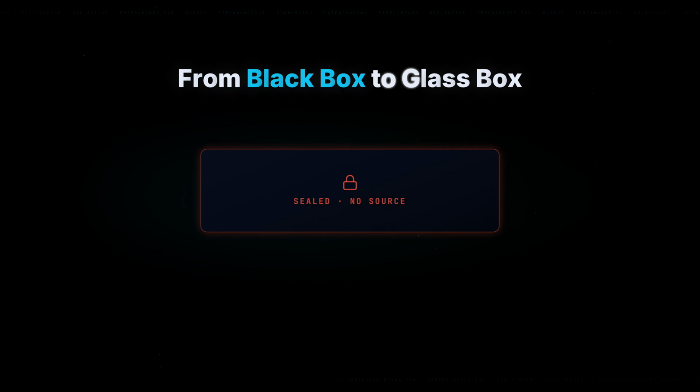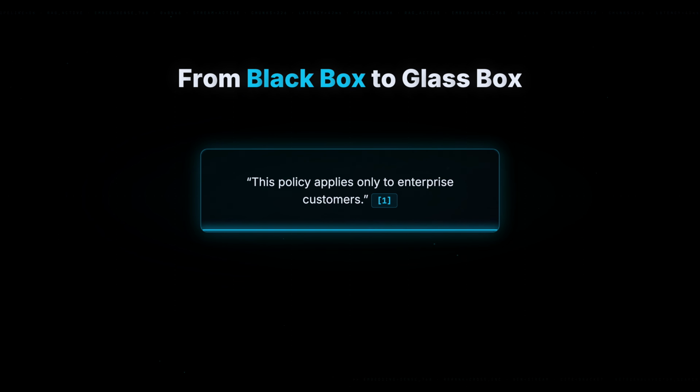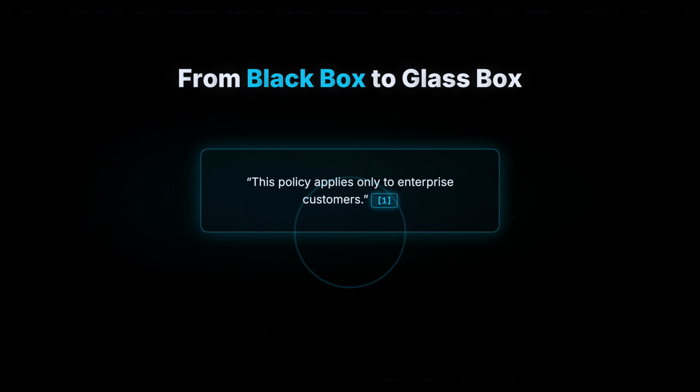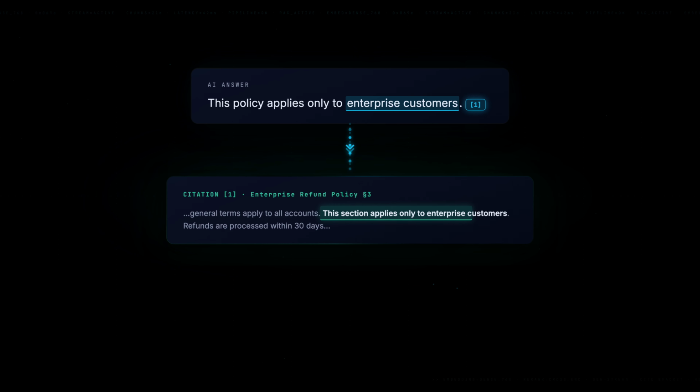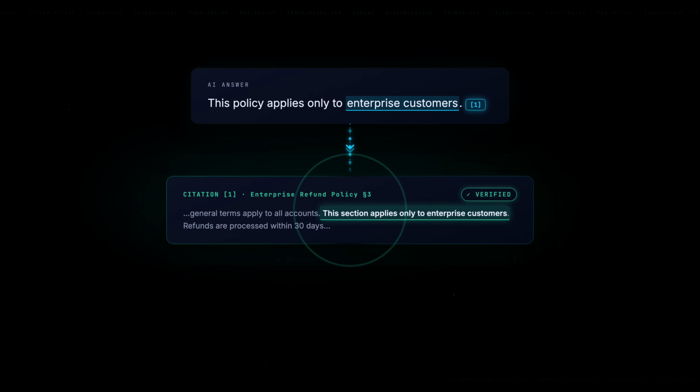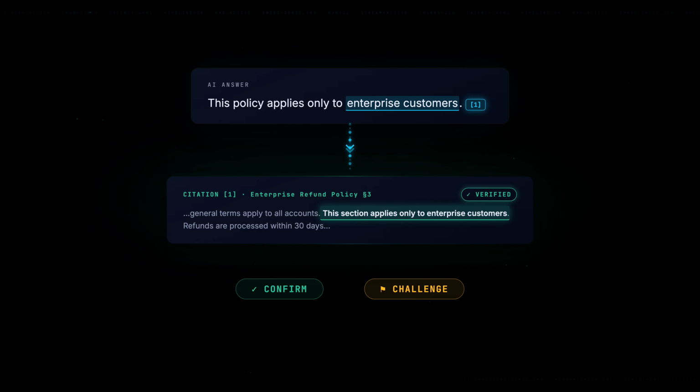And that one link changes everything. The AI answer stops being a black box. It becomes something you can inspect. The system says, "This policy applies only to enterprise customers." You click the citation. You land on the exact paragraph it came from. You confirm or challenge the claim.